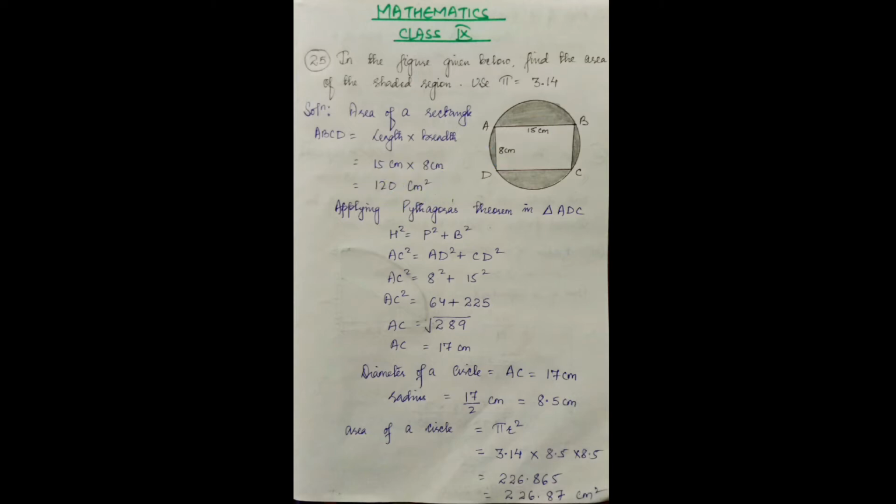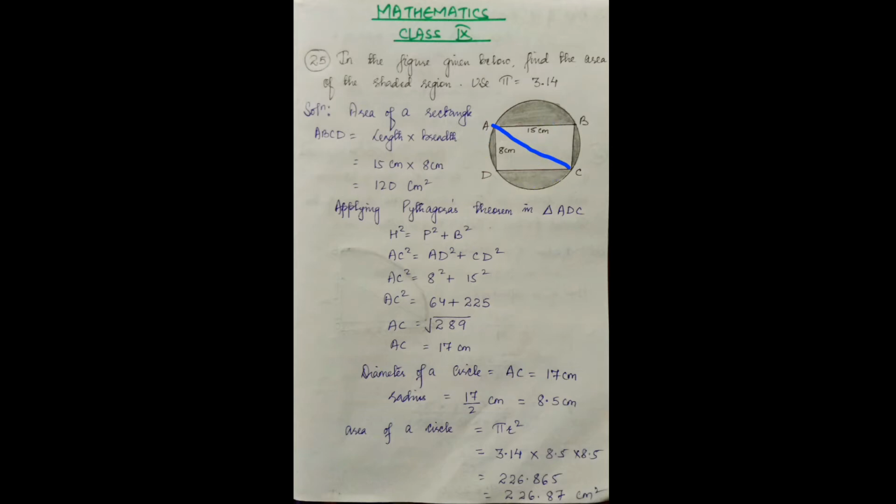Now to find the area of a circle we need the radius, right? But here the radius is not given. For that, we will draw one line which will join A and C. Here it is 90 degrees, so this is a right angle, and this portion is a right angled triangle. So we will apply the Pythagoras theorem. This is the hypotenuse, this is the perpendicular, and this is the base.